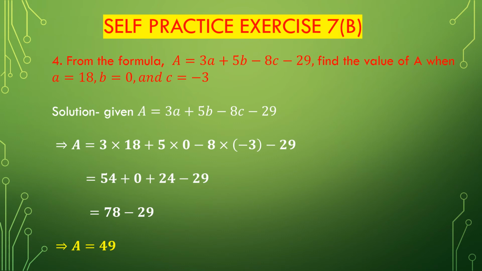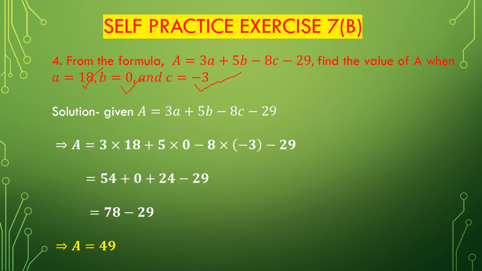Now we solve question number 4. Question number 4 is from the formula A equal to 3a plus 5b minus 8c minus 29. Find the value of A when a equal to 18, b equal to 0 and c equal to minus 3. So given the formula is A equal to 3a plus 5b minus 8c minus 29. Substitute the value of the variable a is 18, b is 0 and c is minus 3.